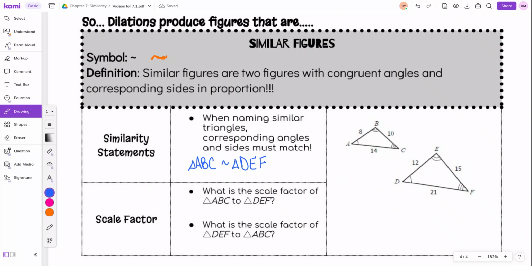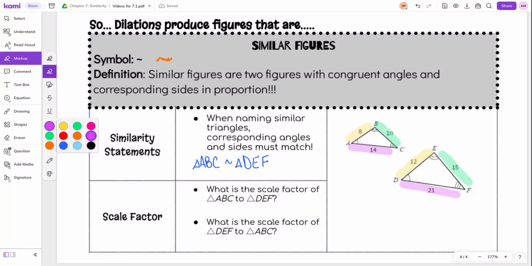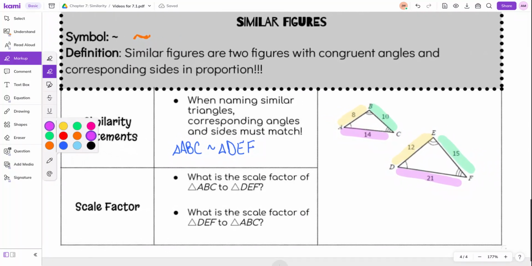But another thing that we can look at is the corresponding sides, and those corresponding sides are also going to help us determine the scale factor. When I look for corresponding sides, the first thing I'm going to do is look for the shortest side of both figures. So AB corresponds with DE. I also can determine that BC corresponds with EF and AC corresponds with DF because I can match the shorter two sides, the medium sides, and the larger sides of each figure.